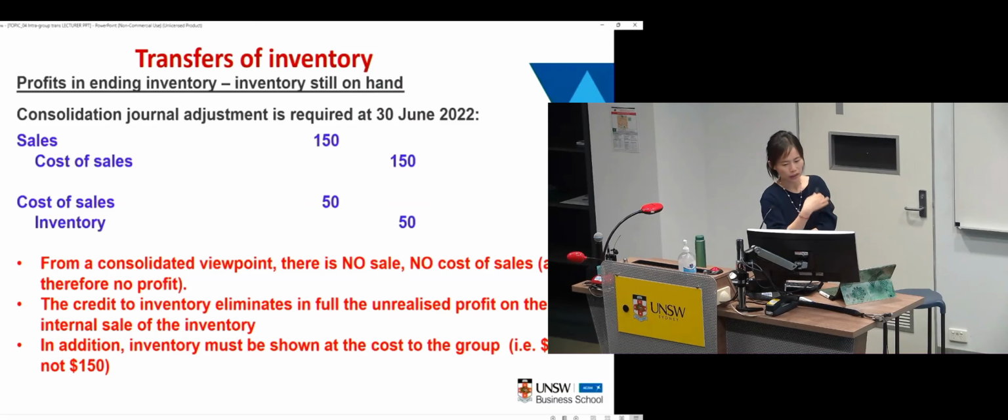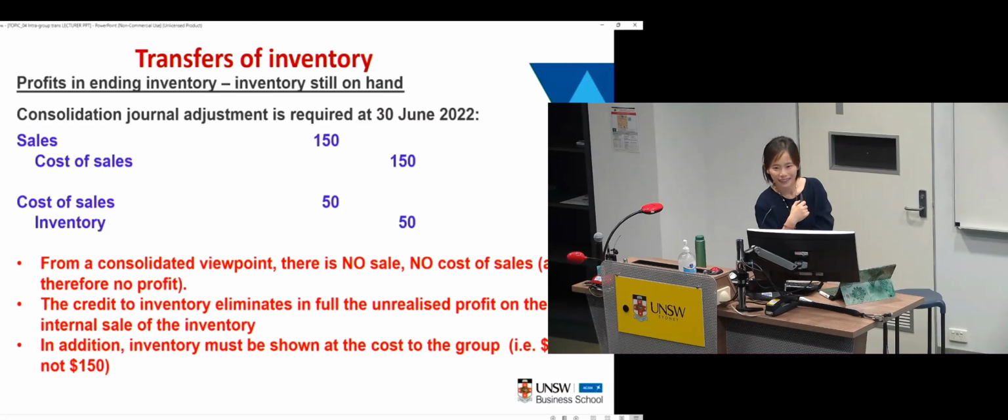Now we can always use these methods to identify your worksheet adjustment related to the current year intragroup transfer of inventory. From the group viewpoint, there is no sales, no cost of sale, and therefore no profit, right? And these profits need to be eliminated in full in your consolidation worksheet. The impact of this elimination entry is that the group profit is reduced by 50. In addition, the inventory carry amount should be reduced by 50, because the original cost of 100 should be shown in your consolidated balance sheet.